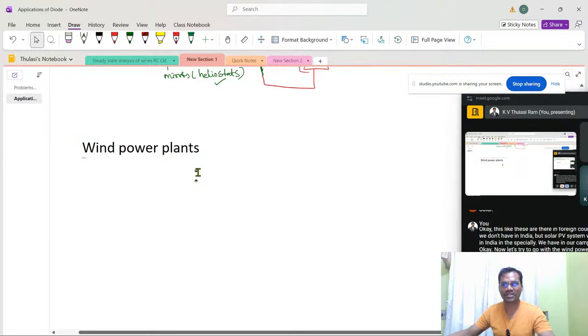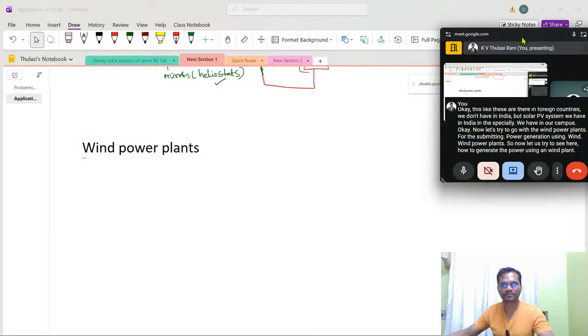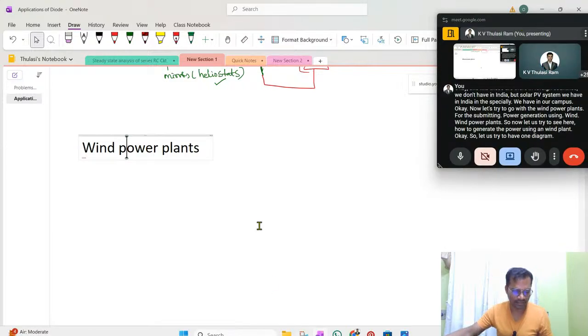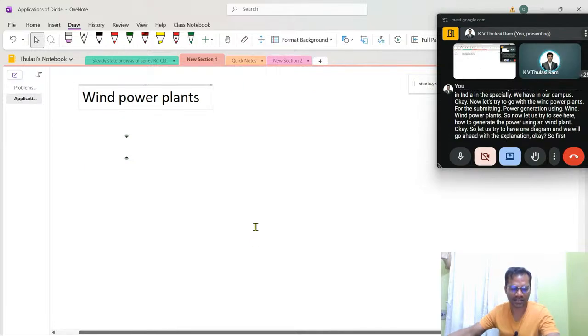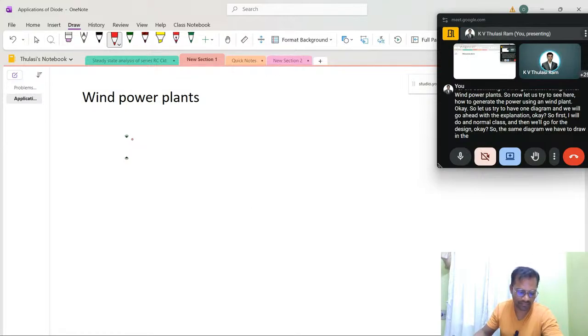So now let us see how to generate power using a wind plant. Let us have one diagram, and we'll go ahead with the explanation. First I will give a normal class, and then we'll go for the design. The same diagram we have to draw in the exam also. So see this diagram.